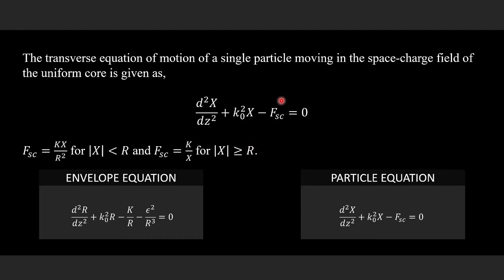So as I mentioned earlier, fsc is linear in R as long as you are within the core, and goes as 1 over R as soon as you are out of the core, and that condition is mentioned here. So it's k over x over R square, basically r naught square, r square. This R is the envelope radius, and x is the transverse direction coordinate for the particle. So if your x is less than R, it goes as x. If x is greater than or equal to R, it goes as 1 over x. So we have two equations now in hand, the envelope equation and the particle equation.